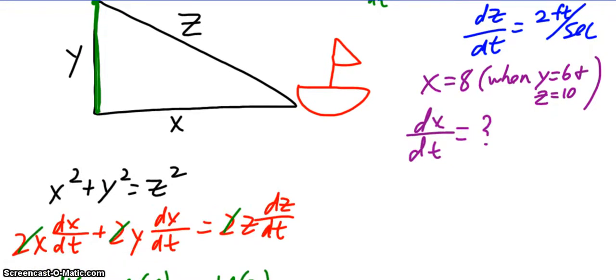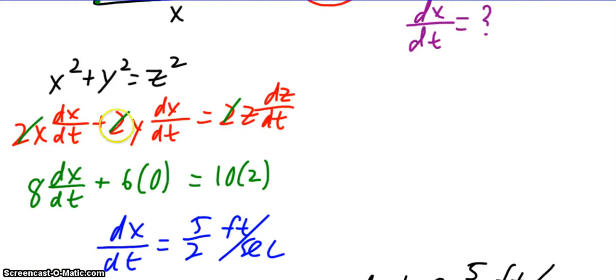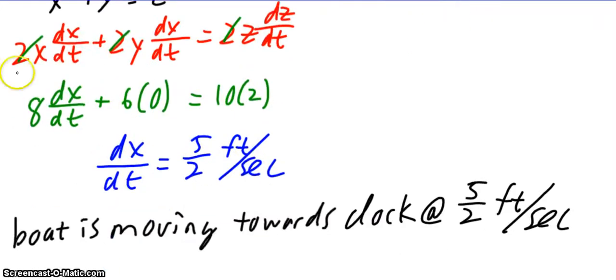So when we do the derivative, we get 2x dx/dt plus 2y dy/dt equals 2z dz/dt. You should show this step even though it's going to be the same every time you have a right triangle. I still want to see it. The 2's go away, and so then I can substitute in. X is 8, dx/dt is what I want to find, y is 6, dy/dt is 0, z is 10, dz/dt is 2. Solve for dx/dt, and I get dx/dt is 5/2 feet per second.